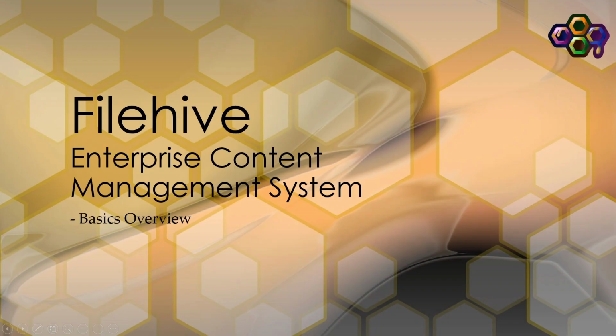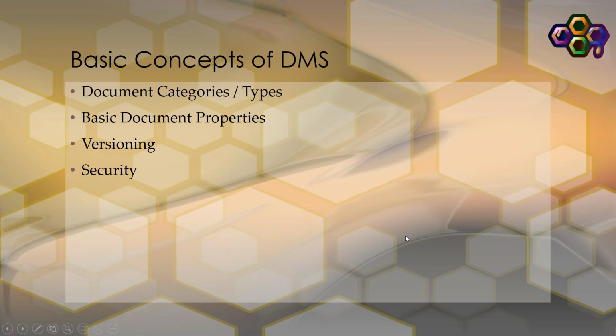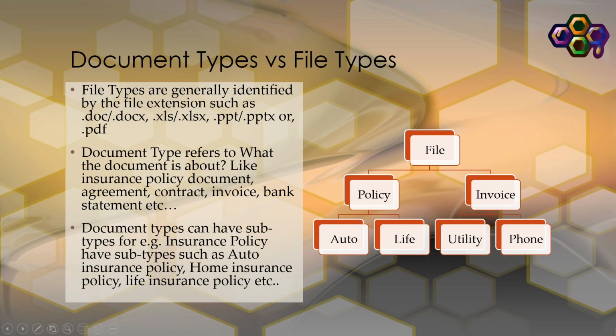We will be looking at four different concepts here. One is document types and categories. The other is basic document properties. Third is versioning, and fourth is security. There are many other factors in document management systems, but these are the basic ones that you need to understand any document management system. So let's go to the first one, document types versus file types.